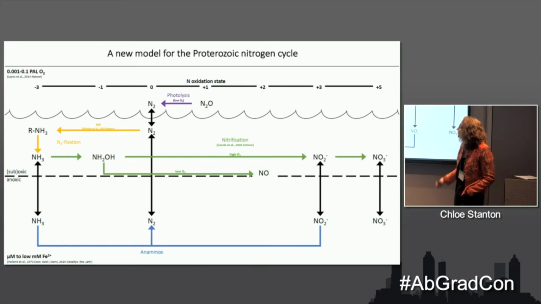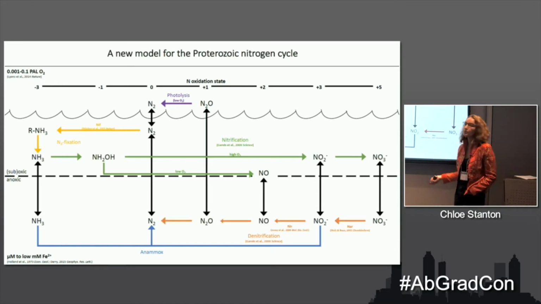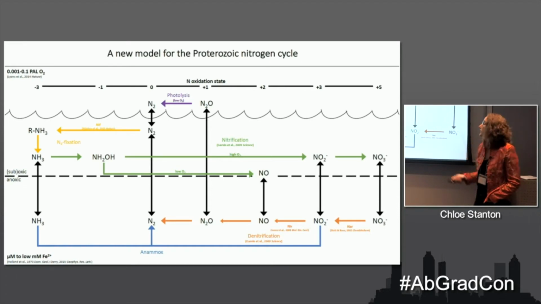And these could have been removed back to nitrogen gas through anammox or through a more familiar denitrification, involving several different intermediates. Now, an interesting feature of denitrification during the Proterozoic is that we had low copper concentrations in the Proterozoic ocean, which may have limited this last step in denitrification, inhibiting conversion of nitrous oxide to nitrogen gas.